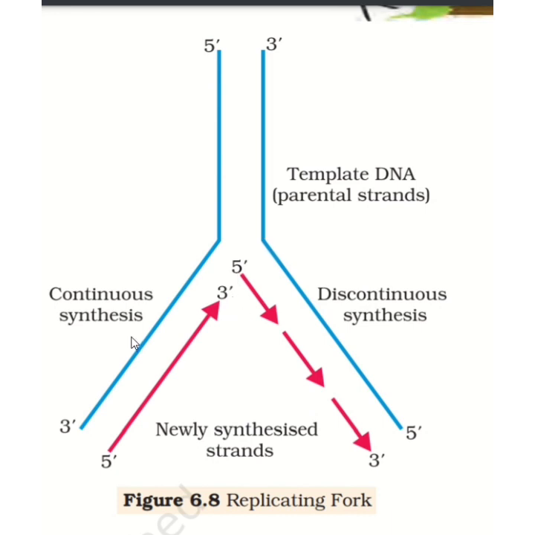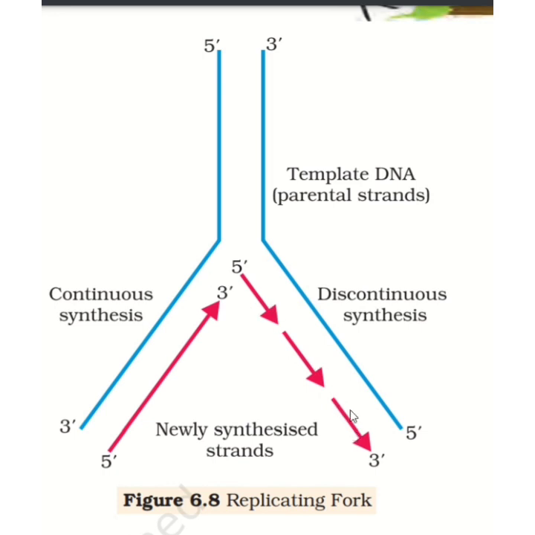In one strand, the strand that lies in 3' to 5' direction, the DNA synthesis is continuous. So this is the continuous strand or the leading strand. Whereas in the opposite strand, the strand that lies in 5' to 3' direction, synthesis is discontinuous. This strand is called the lagging strand. The short fragments formed in this discontinuous strand are called Okazaki fragments.